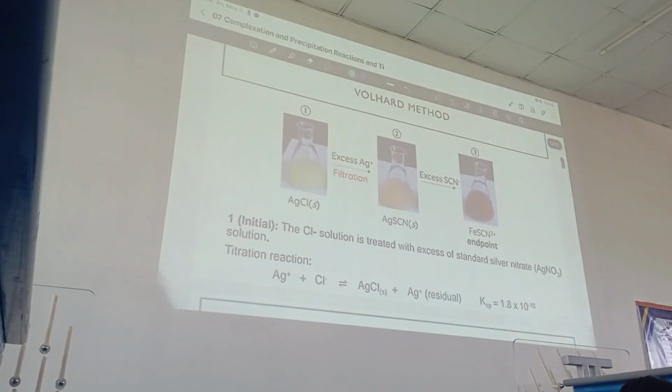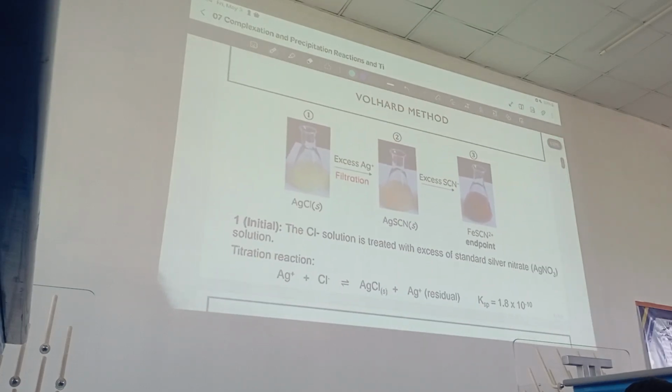Number 1, the chloride solution, usually a yellow-green color. The Cl solution is treated with excess silver nitrate.